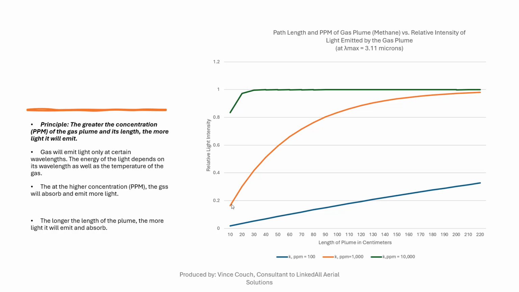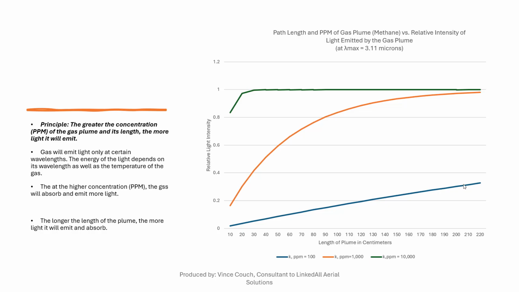And for this one, this is medium concentration. So at 10 centimeters or so, it's emitting about 0.2. Very low concentration, it's not absorbing much energy, right? There's hardly any of it, so it's not emitting much either. Once you get to about 220 centimeters of the plume, you can call it the diameter of a spherical plume, it's about 0.3 for 100 ppm.